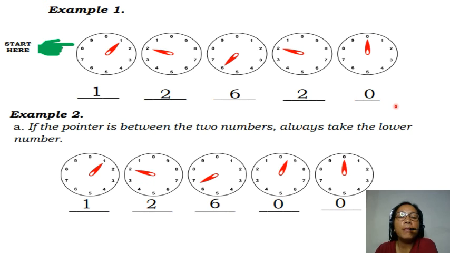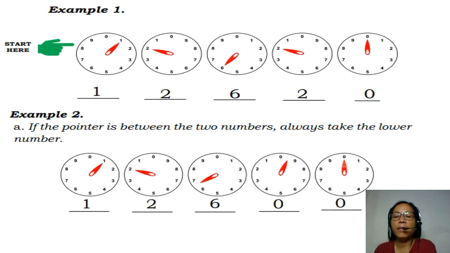Okay? Let's have another example. If the pointer is between two numbers, always take the lower number. Dito sa unang example, wala tayong nakitang arrow na nasa gitna ng dalawang numero, di ba? Now, dito sa pangalawang example, makikita ninyo na may mga arrow na nasa gitna ng dalawang number, or nasa pagitan ng dalawang number. Okay? So, mag-umpisa tayo from right to left.